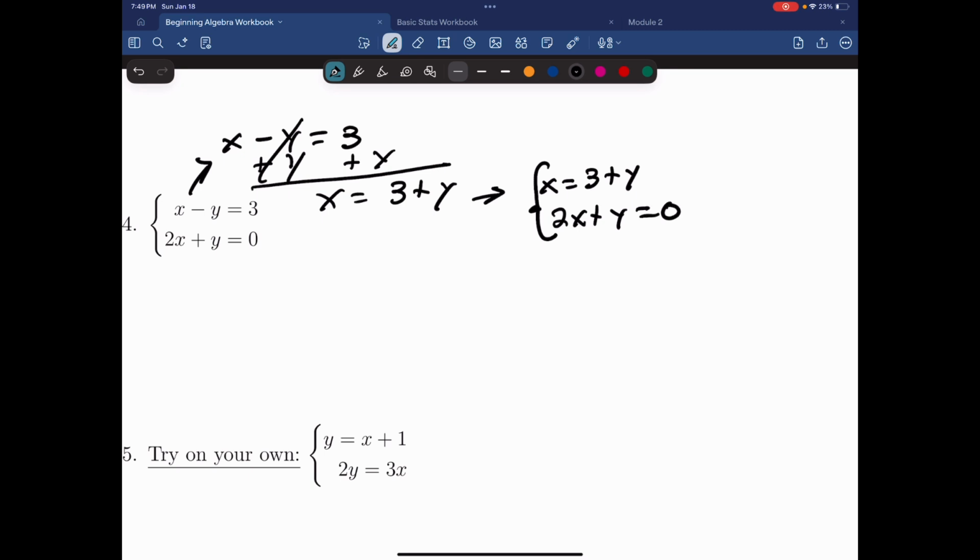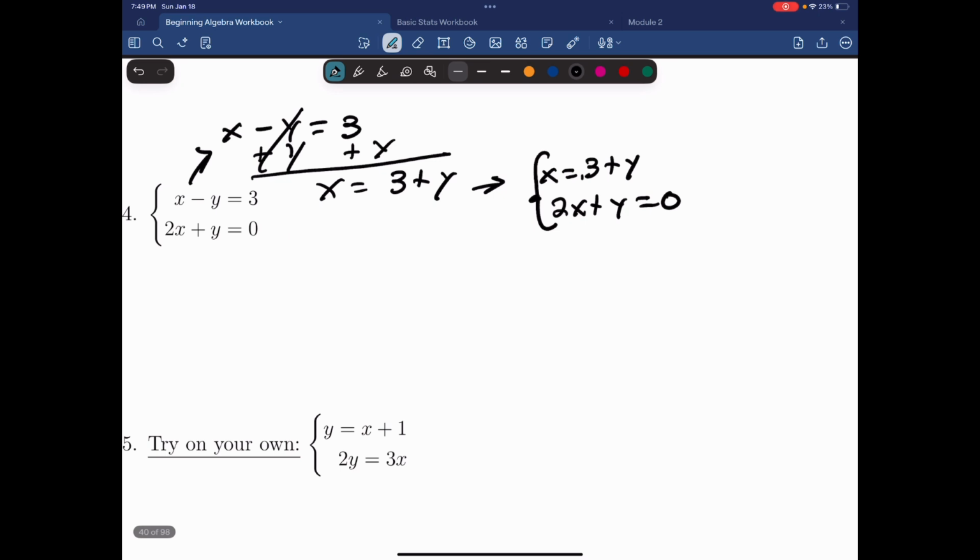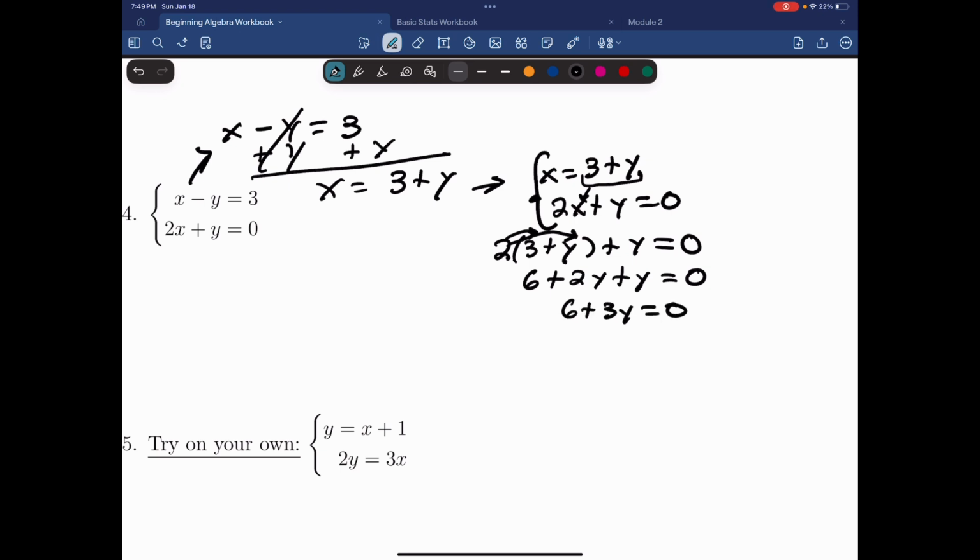So now that this top equation is set equal to x, I'm going to take this expression that's equal to x and substitute it in for x. So we're going to get 2 times x, which is 3 plus y, equals 0. Now I'm going to distribute this 2 to both those terms, so we get 2 times 3, which is 6, plus 2 times y, which is 2y. We're going to add that y there, set this equal to 0. And then 2y plus y is 3y, so we get 6 plus 3y equals 0.